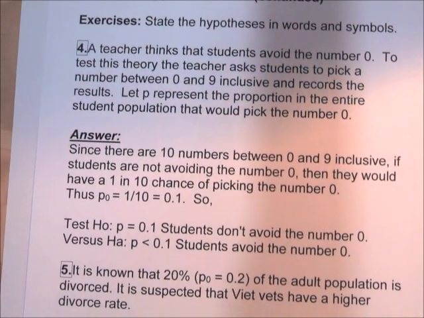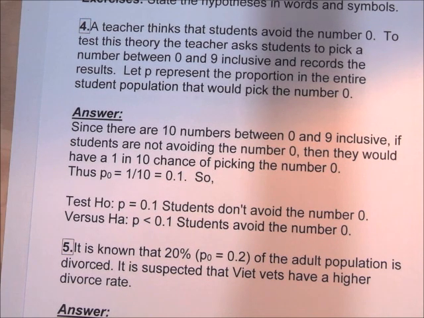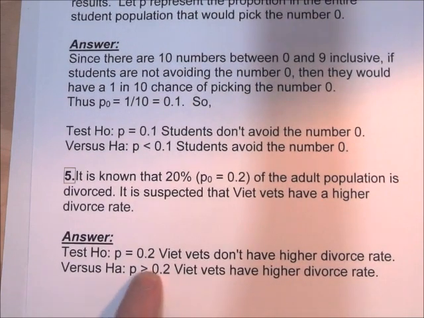Another example of setting up hypotheses. It is known that 20% of the total adult population is divorced. It is suspected that Viet vets have a higher divorce rate. So H0: if Viet vets don't have a higher divorce rate, then their divorce rate should be 0.2. That should agree with the rest of the population. So P0 is 0.2. And HA: if Viet vets do have a higher divorce rate, then P is greater than 0.2.